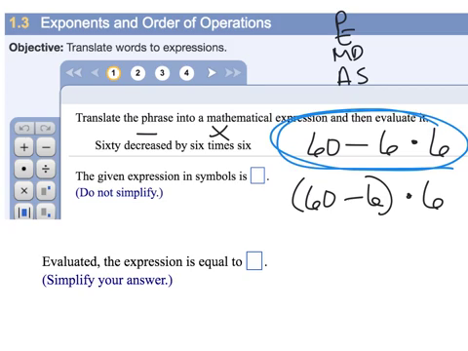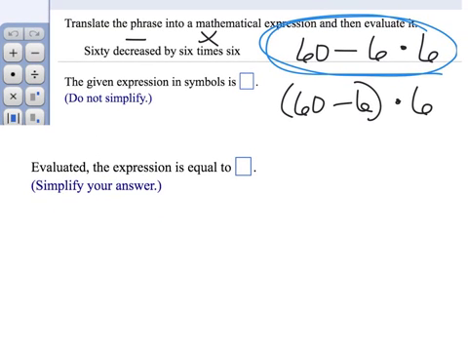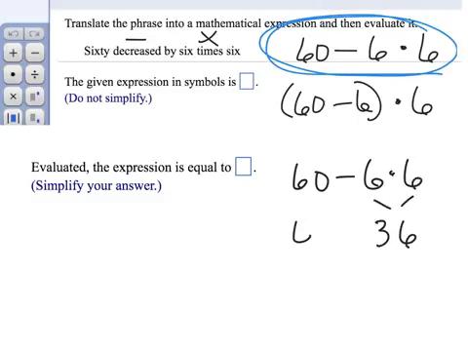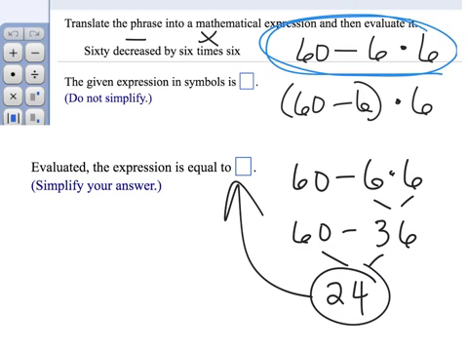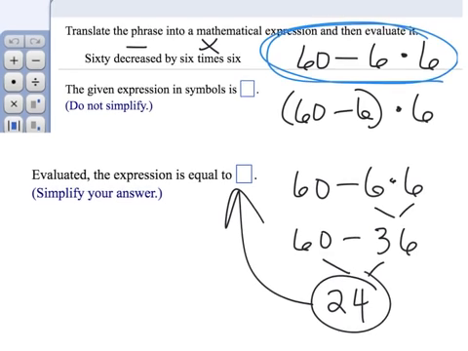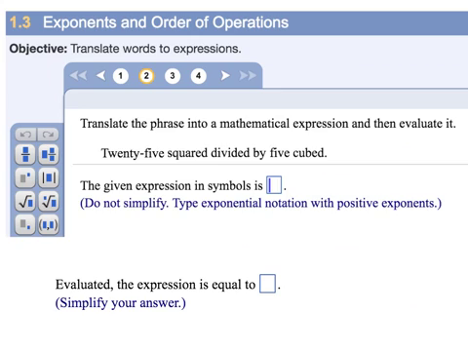So now we're supposed to evaluate it. So you've got 60 minus 6 times 6. We're going to do the multiplication first. So you get 60 minus 36, and now we're going to subtract that, and we get 24. So I'm predicting that the answer is 24.